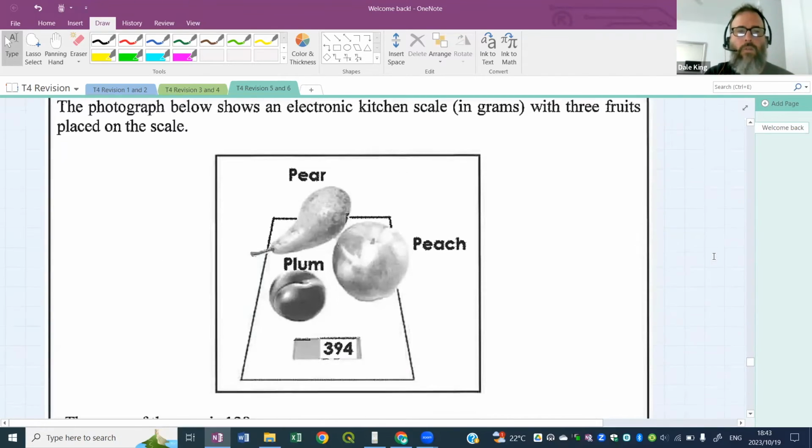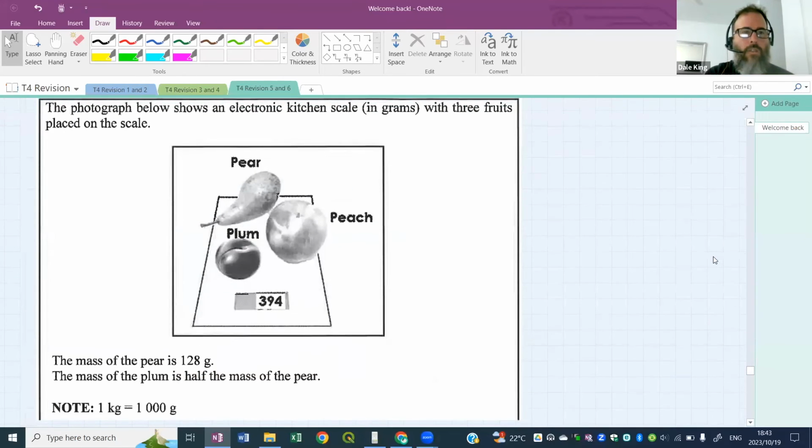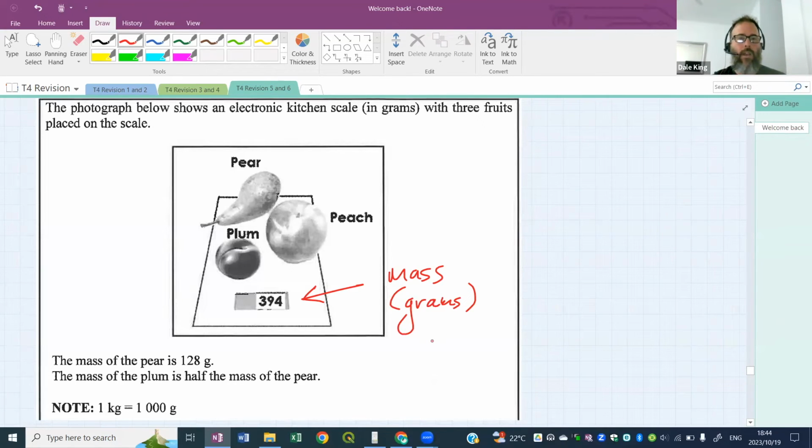All right, here we go. I think this is the last one. We have a scenario here where it says the photograph below shows an electronic kitchen scale in grams with 3 fruits placed on the scale. So you know those kitchen scales where you weigh the flour when you're baking things. That rectangle there is the scale, and someone's placed 3 fruits there, a pear, a peach, and a plum. And the number that is showing shows the mass of the fruits, and we are working in grams. That's what they're trying to say here.